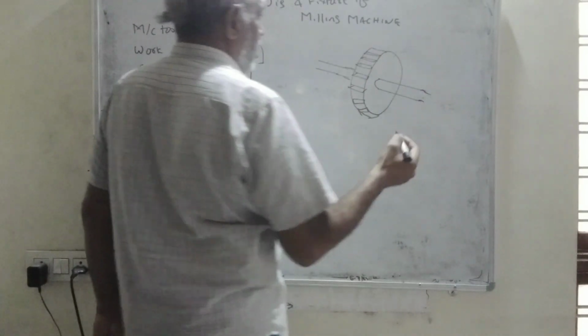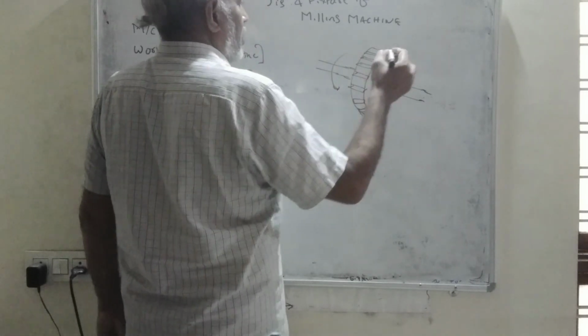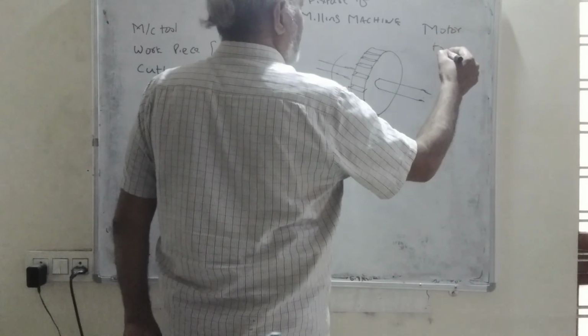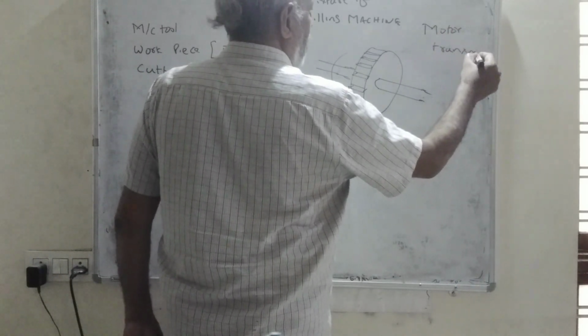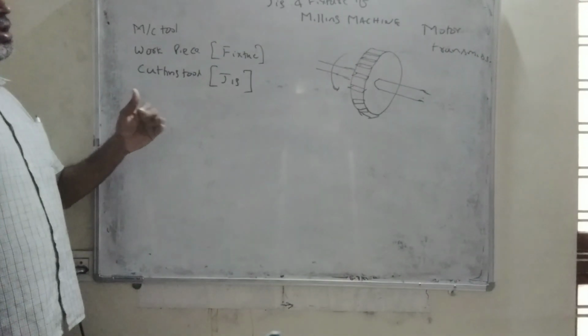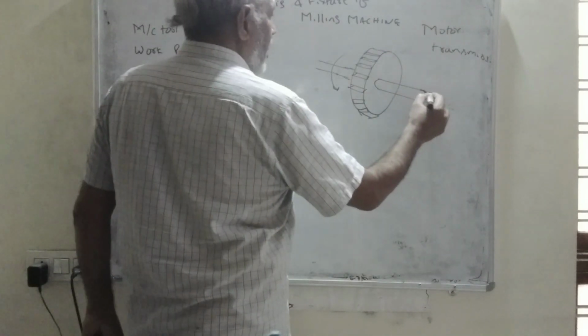Now, this cutter is rotating, so a motor is required. A motor and a transmission system are required to remove the material from the workpiece with the help of this cutter. Now, what is called a jig?